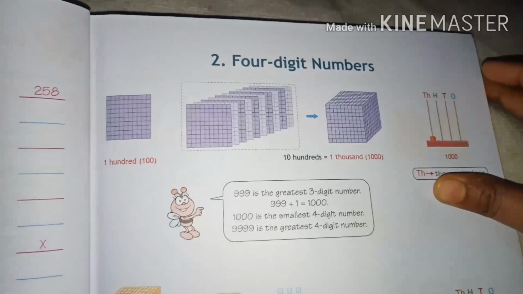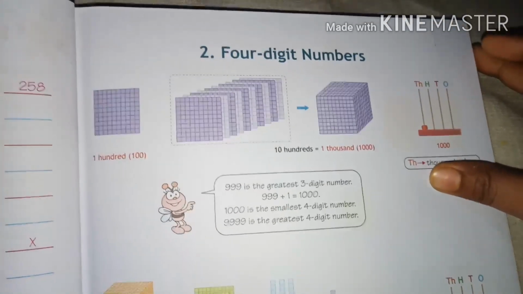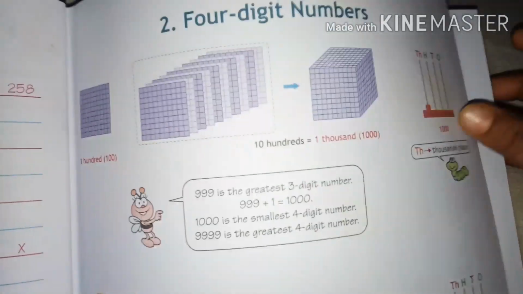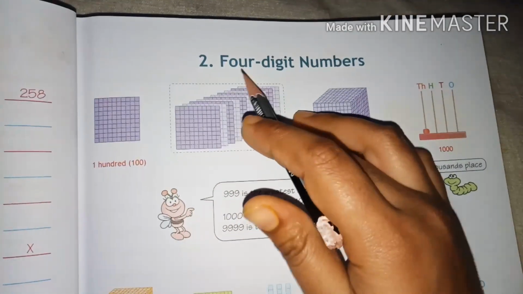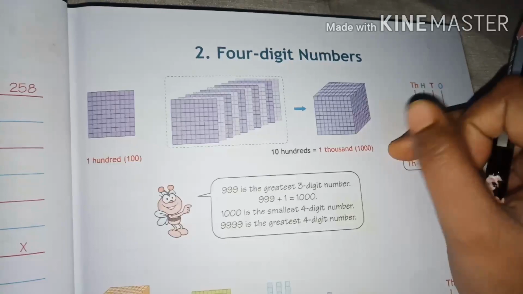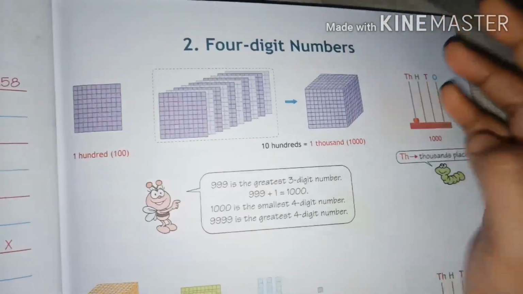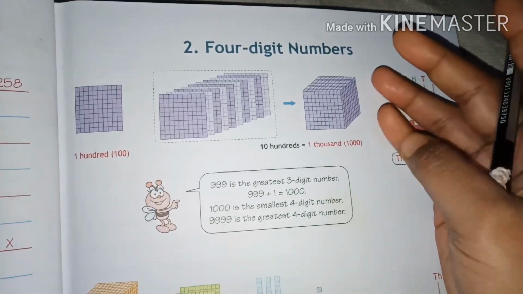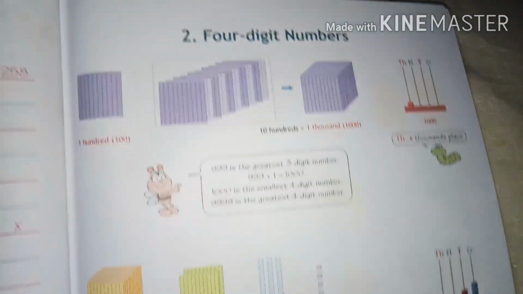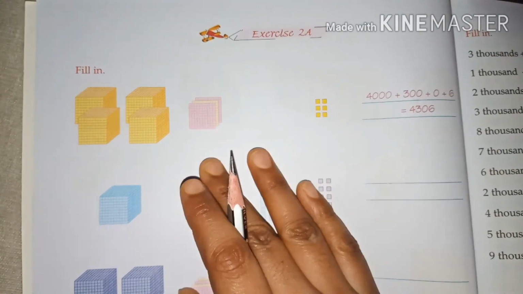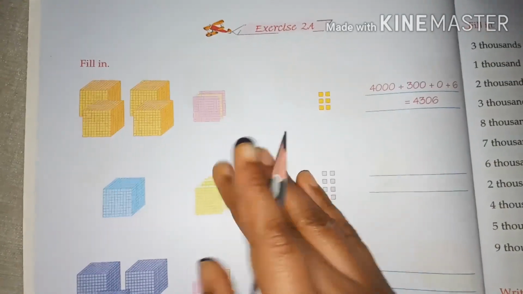Hello everyone, I'm Sakshi. Students, today I'm going to give you a revision of Unit 2 again, that is 4-digit numbers. I have told you about these numbers. They are numbers which have 4 digits in them. So let's start with our exercise 2A. This kind of question I have not told you, so I'm telling you today.